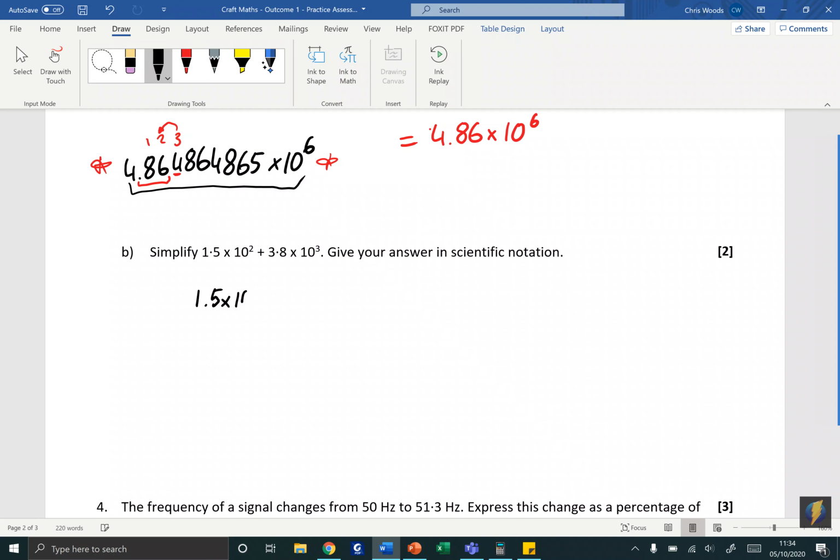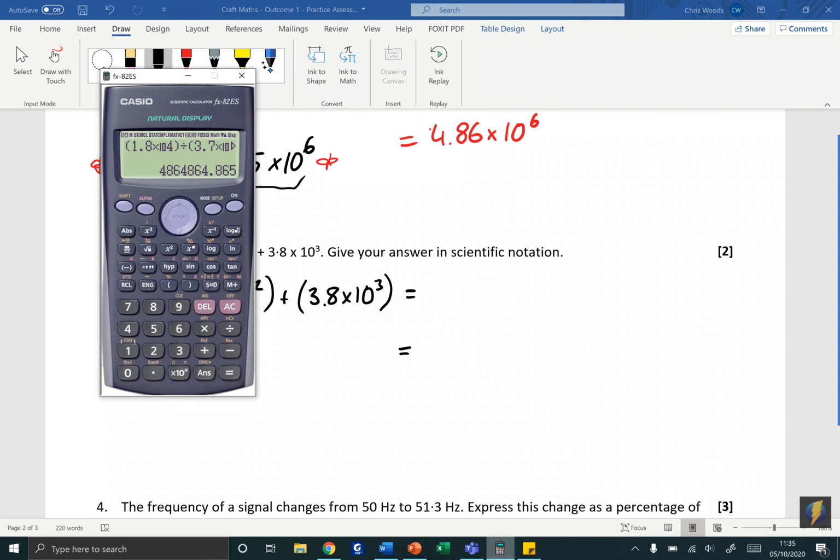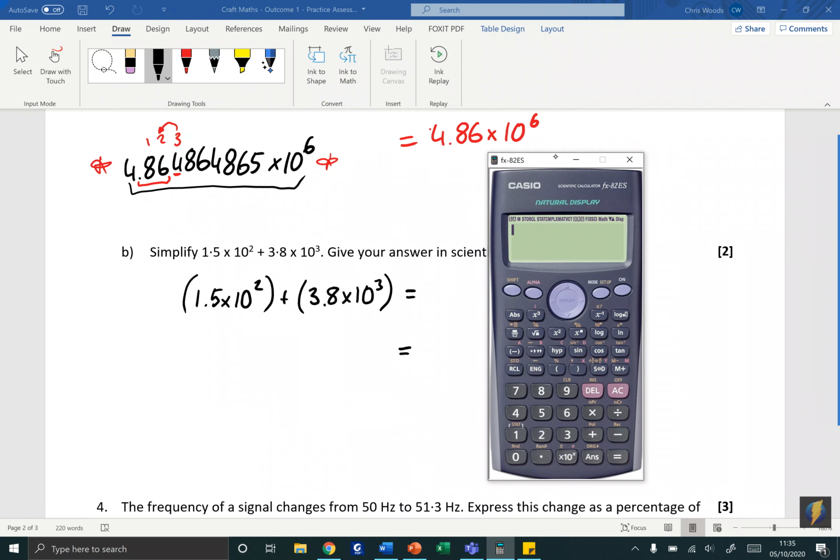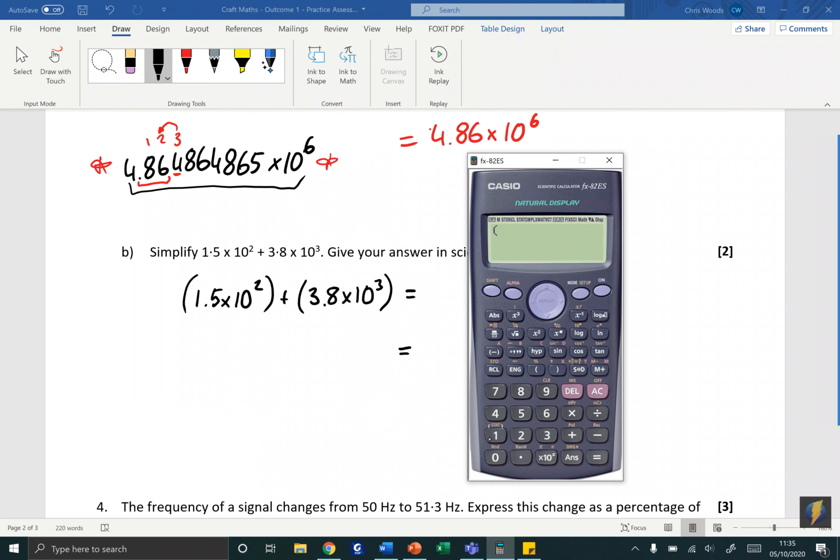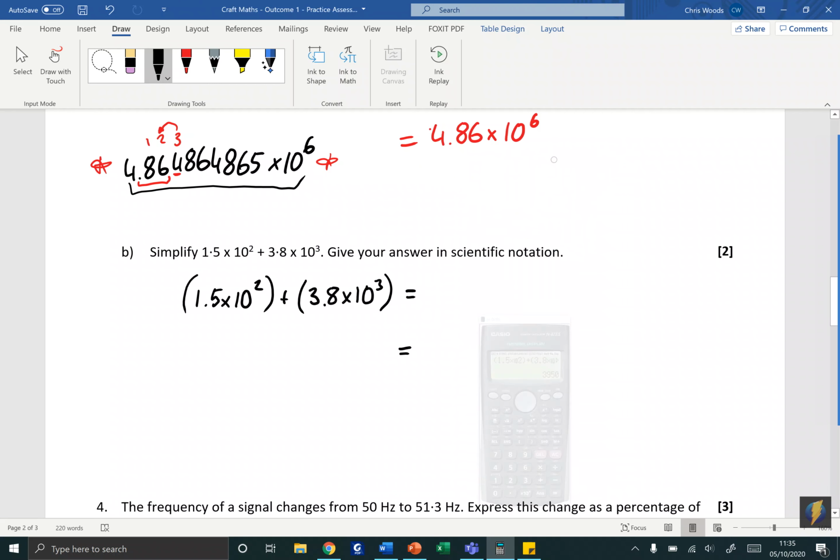1.5 times 10 to the 2, brackets, plus 3.8 times 10 to the 3, close the bracket, same thing again. You're going to get a mark for firing that into your calculator and writing a number, and then a second mark for changing it to scientific notation and rounding if necessary. Okay, so there's my calculator. So 1.5 times 10 to the 2 plus 3.8 times 10 to the 3. 3950. Alright.